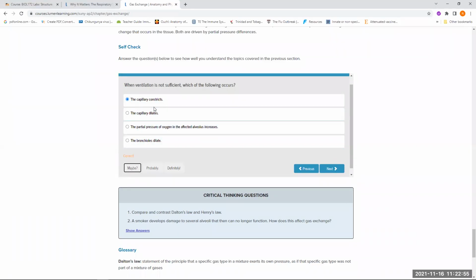So the capillaries, when ventilation is not sufficient, which of the following occurs, and when the capillaries constrict, what it does, it causes the blood cells less and less to be aligned at the level of the alveolus. So you have a more efficient movement of oxygen in. So in other words, yeah. So this is the same as vascularization.